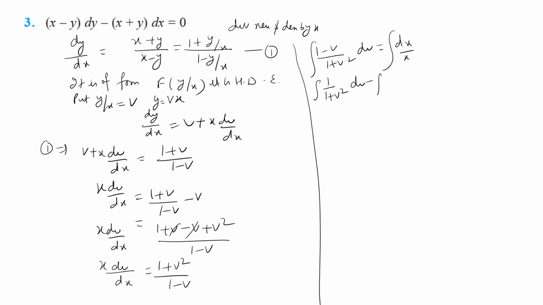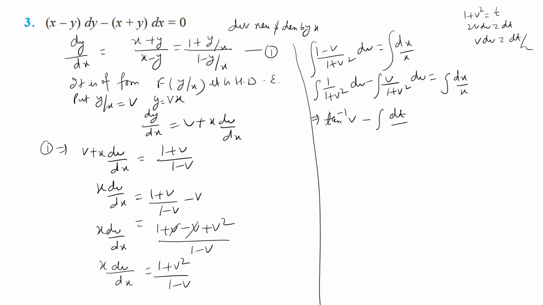Break the numerator: 1 upon (1 plus v square) dv minus v upon (1 plus v square) dv is equal to dx upon x. So this is your 1 upon a square plus x square, that is the formula of 1 upon a tan inverse, so it is tan inverse v. Minus, here it is the f dash x upon f x form. So let 1 plus v square be t, then 2v dv is equal to dt. So we get v dv is equal to dt by 2. So I get it as minus dt by t, with 1 by 2 outside, and log mod x.